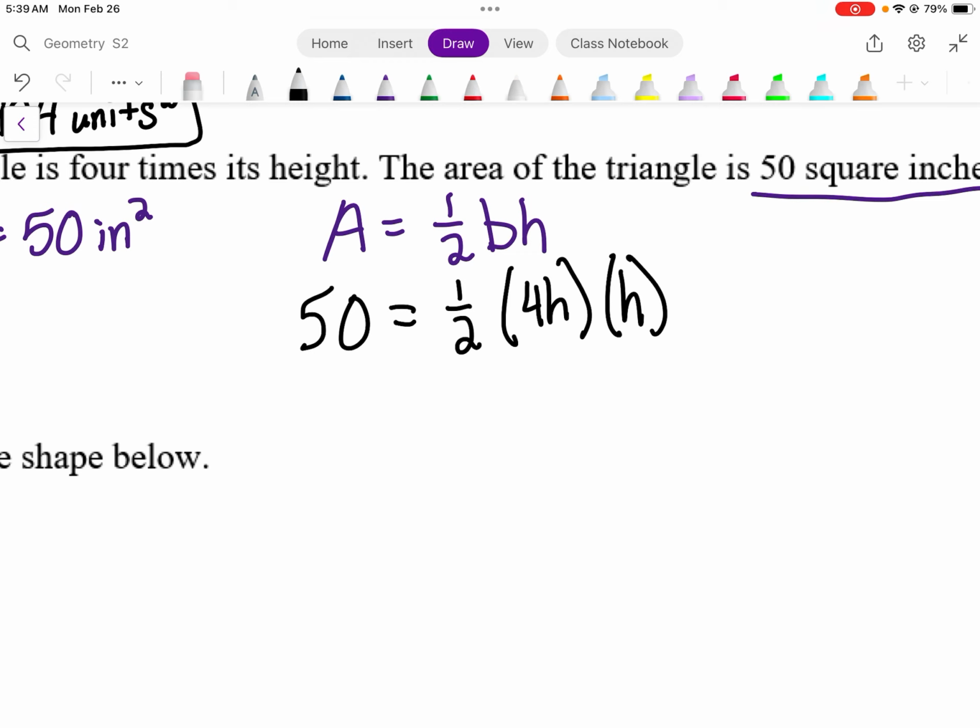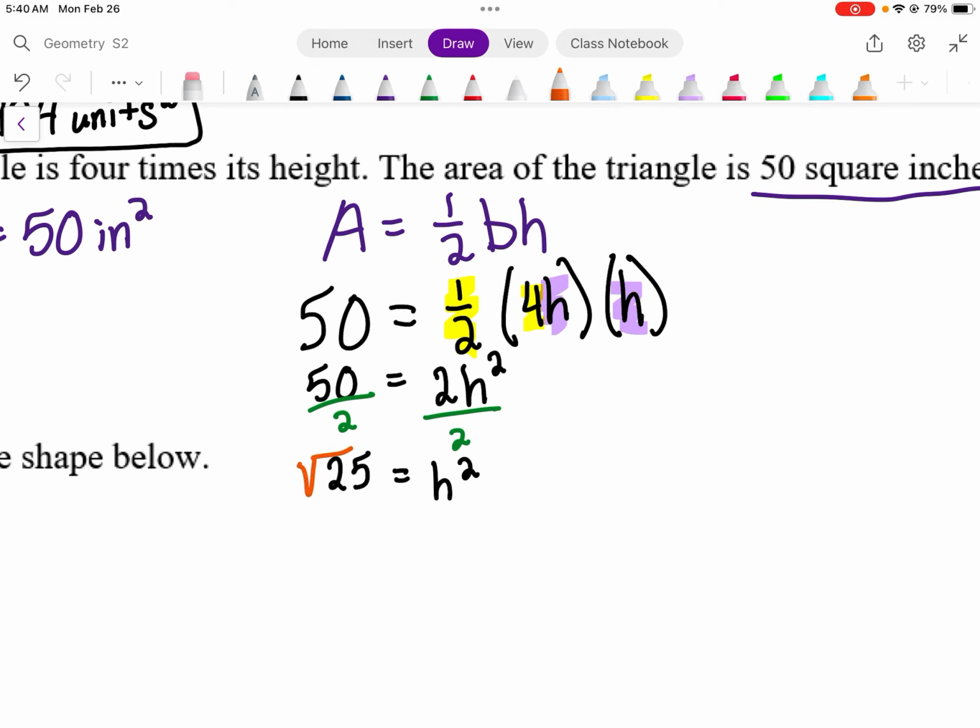Once you have the equation, then you just want to go through and solve. So we would have 50 equals, then we can multiply 1/2 and the 4 together, which would be 2. And then we would multiply h times h, which is going to give us h squared. And then we can divide both sides by 2, and we will get 25 equals h squared.